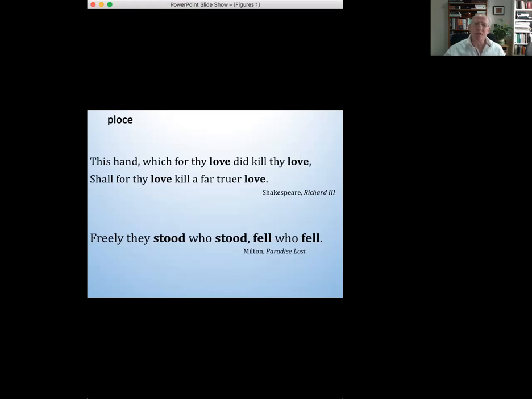Different effect in Milton's Paradise Lost, when God is describing the angels, some of whom obeyed and some of whom fell. He says, freely they stood who stood and fell who fell. Repetitions of stood and fell, going to that sense of God's sternness. He doesn't mince words, a very, very terse type of expression. And that repetitiveness goes to God's sternness and authority, I would say.